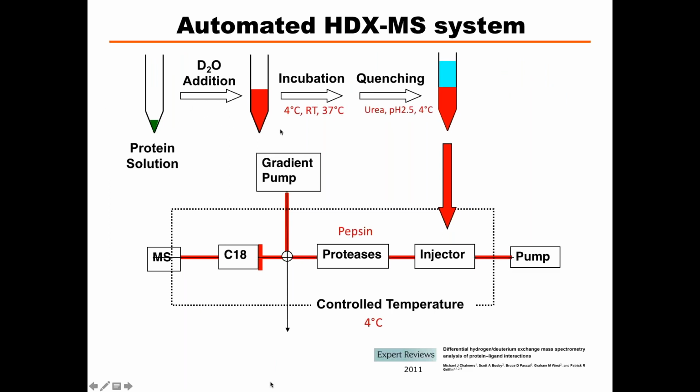But to be able to do a bunch of samples, we rely on automation. So we have a sample handling robot that will pick up the protein solution, add the D2O, and after the incubation, pull up the quench, mix that, and then inject it into a series of valves. The first one, using an isocratic pump, pushes it over an immobilized protease column. It gets trapped on a C18 cartridge. Then the valve switches and the gradient pump elutes that off into the mass spec.